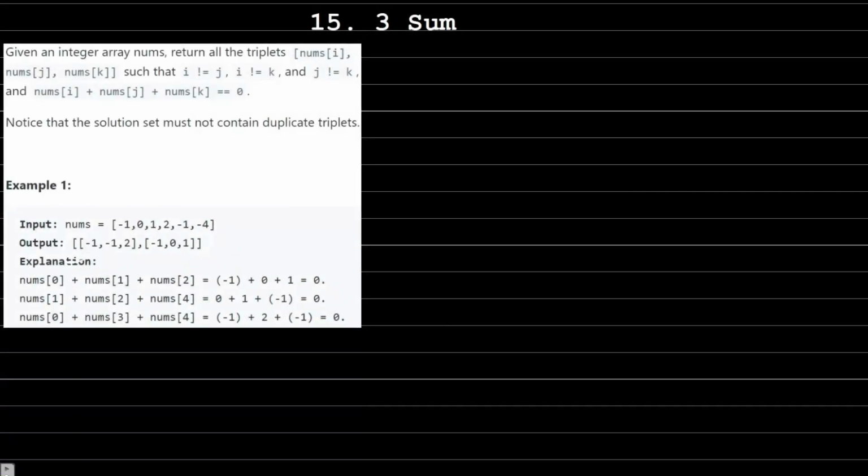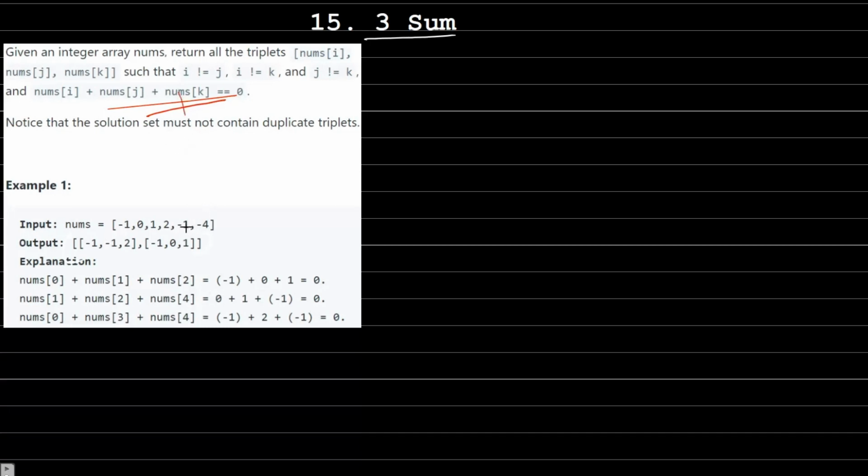Hello and welcome. In this video, we are going to solve question number 15 of LeetCode, that is the three-sum problem. We are given an integer array nums and we have to return all the triplets nums[i], nums[j], nums[k] such that i is not equal to j, i is not equal to k, and j is not equal to k, and nums[i] + nums[j] + nums[k] equals 0. So what does that mean?